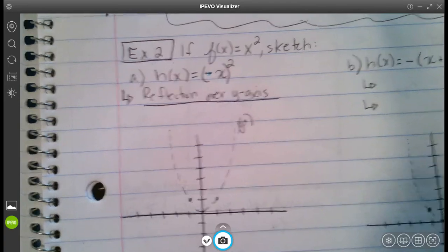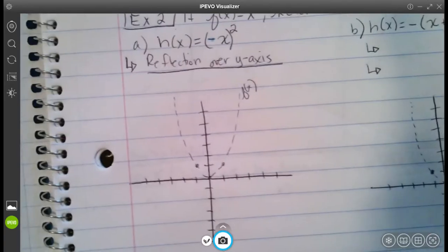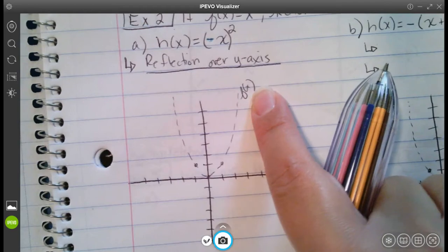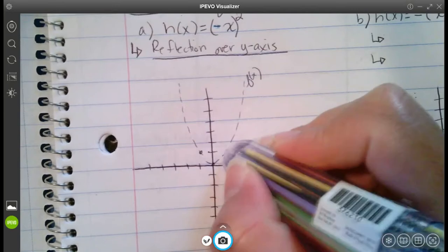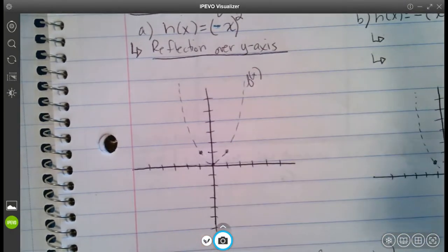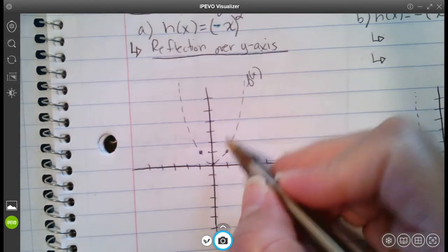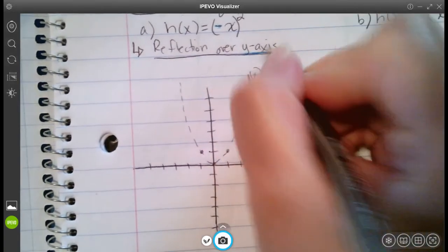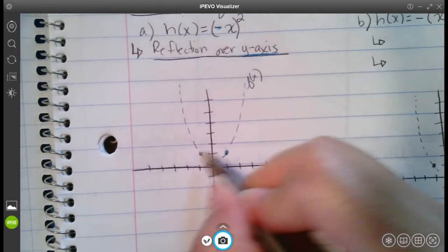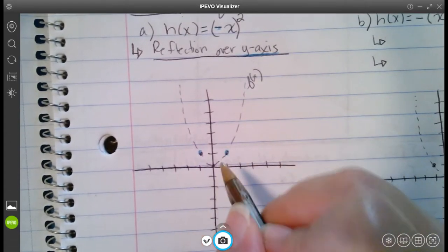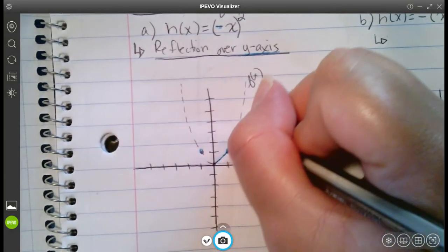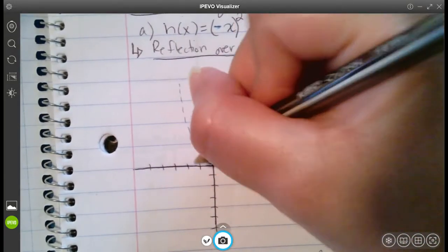You can see here on the graph that I went ahead and drew our OG. Remember, our OG is f of x, which in this case is x squared. And these are my 3 points that I picked. Notice I tend to pick the ones really close to the origin just because they're easier to manipulate. If I flip over the y-axis, this point right here is going to land over here, and this point is going to land over here. So in this case, this graph is actually the exact same.